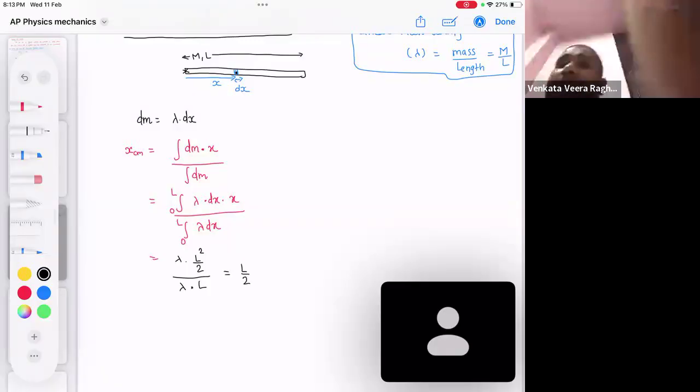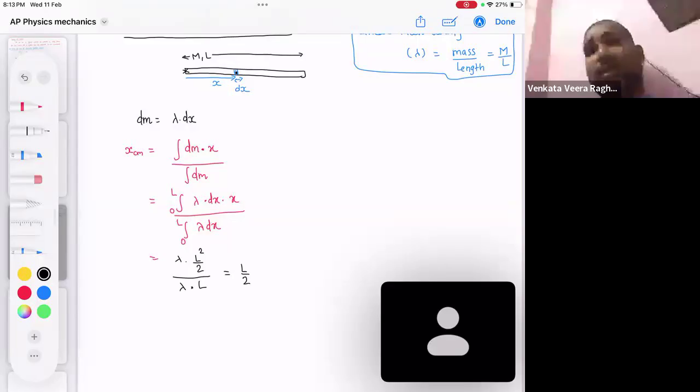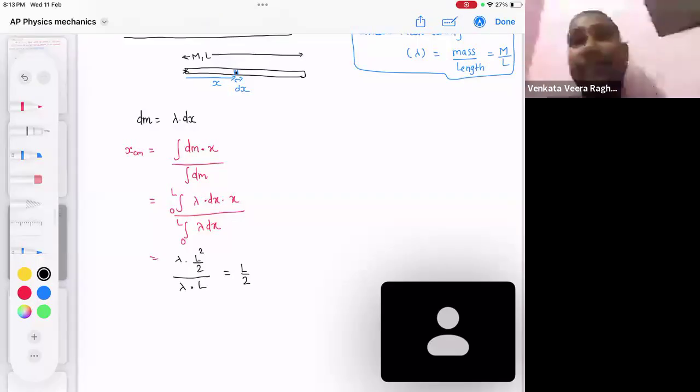So where is the center of mass of a uniform rod? For a thin uniform rod, the center of mass will come where? At L by 2. Or you can say that the center of mass of a thin uniform rod is at the midpoint of the rod itself.